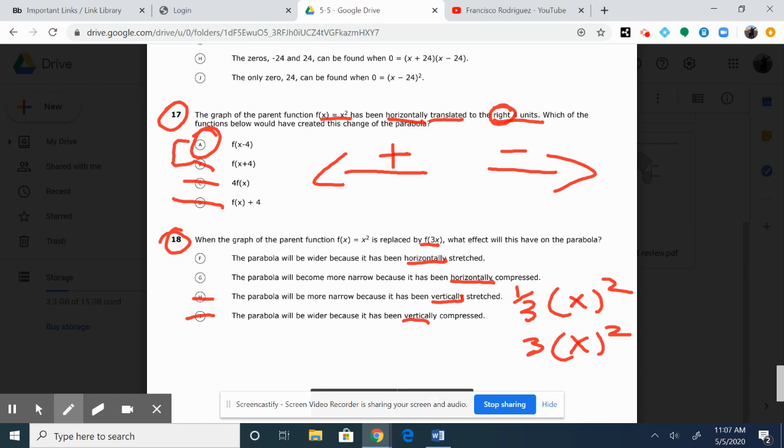more narrow, a lot of us chose F. If a parabola becomes wider, that's actually going to be a fraction on the inside. Whereas a horizontal compress, becoming narrow, is a whole number on the inside. So the answer is actually G.